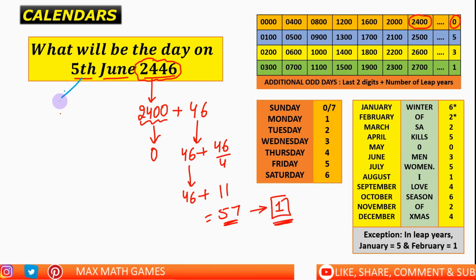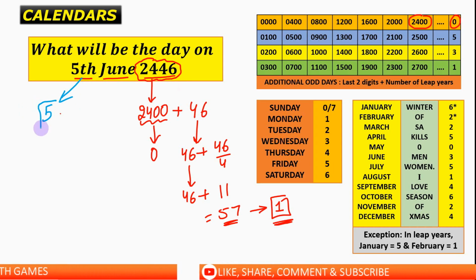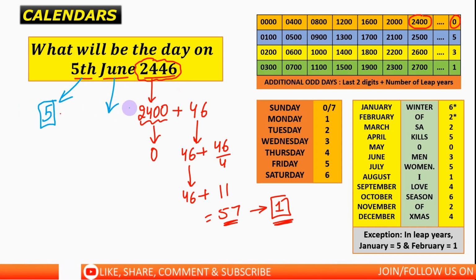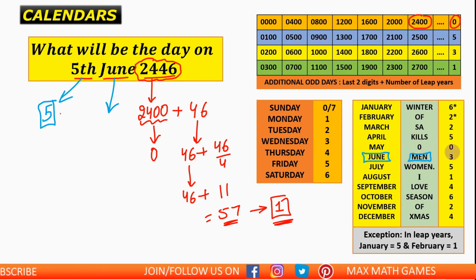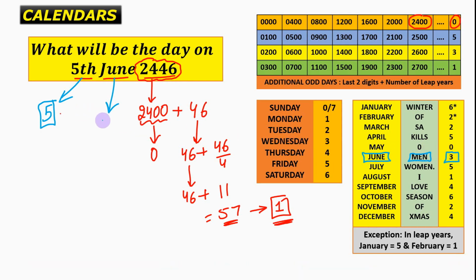Now 5th of June, so there are 5 odd days because of the date, and then June. Alright, now June is denoted by men, and men has 3 alphabets, so June will contain 3 number of odd days. So 5 plus 3 is 8, 8 plus 1 is 9, and when 9 is divided by 7, it leaves us a remainder of 2, which implies that there are 2 odd days in the date 5th of June 2446, and odd days equal to 2 signifies that this date will be a Tuesday. Okay, I hope you have understood this concept.